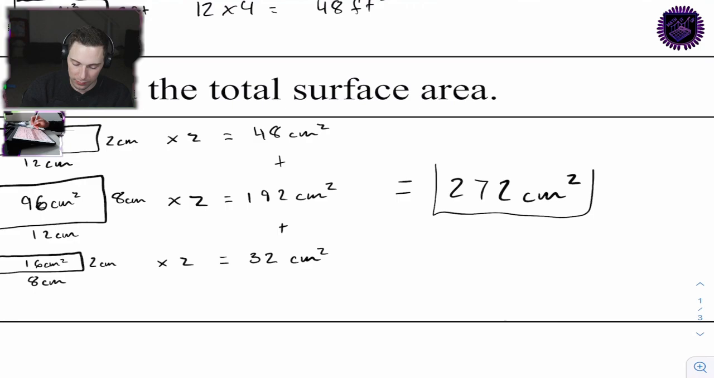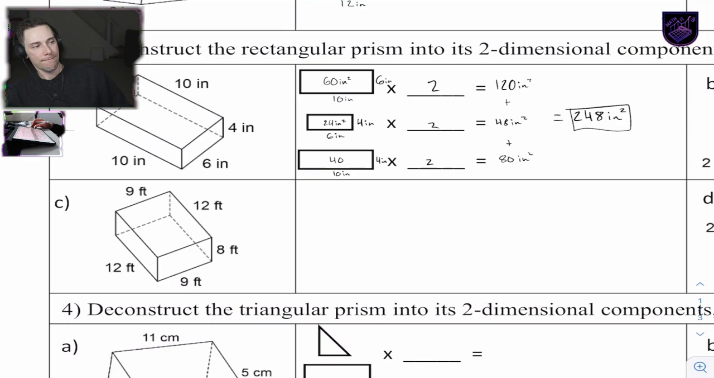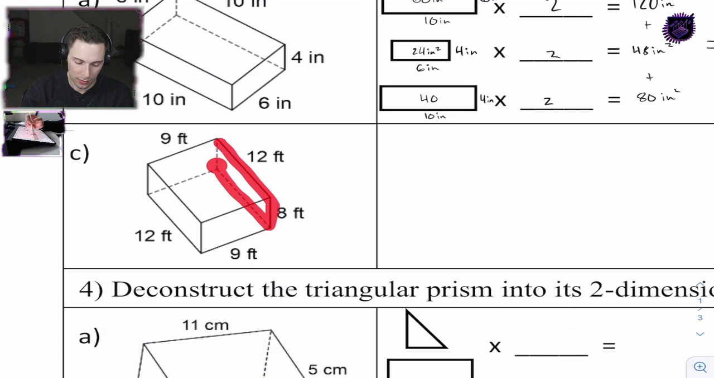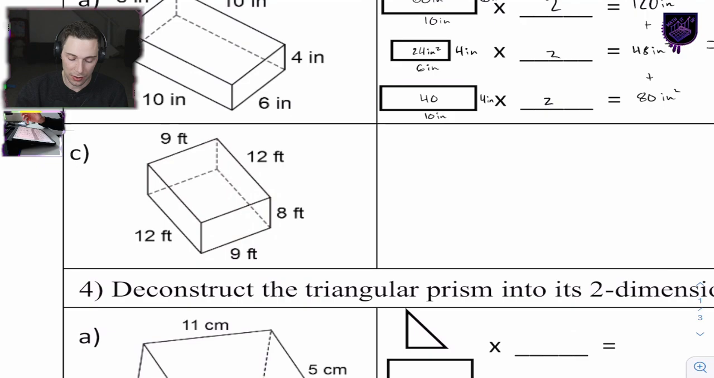Three, C. All right. 3C. So we have our shapes. And we're going to create those shapes and then measure them out, deconstructing this. So let's do the top first. Top's the biggest, it's 9 by 12. So let's go 9 by 12.